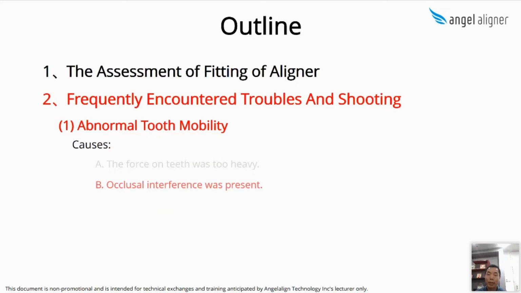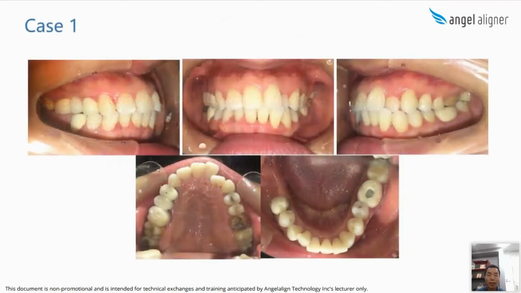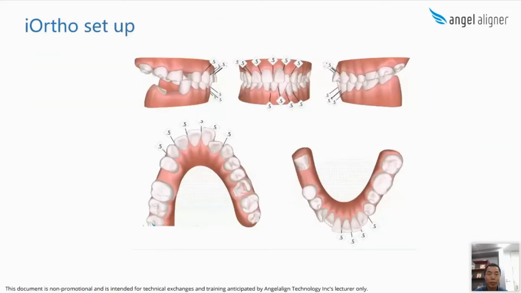Another cause that may give rise to abnormal tooth mobility is the occlusal interference. Let me show you a simple case to explain it. This is a simple case you can see. It's a mild crowding in upper and lower arch. These two, the teeth 22 and 32, are in crossbite. The treatment goal was alignment and correction of the crossbite. So it's an easy case.